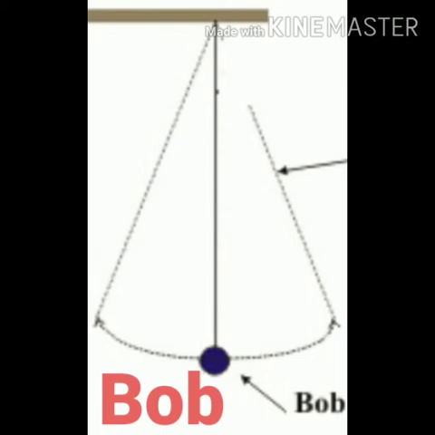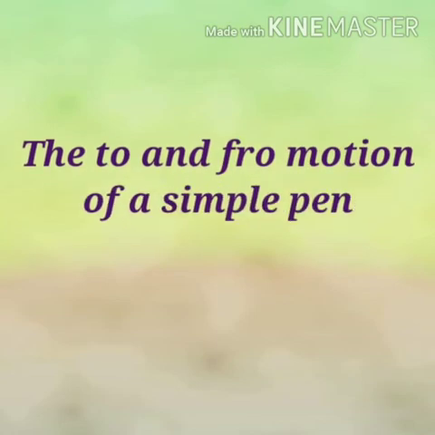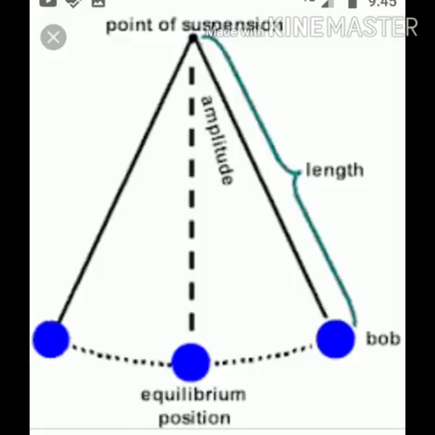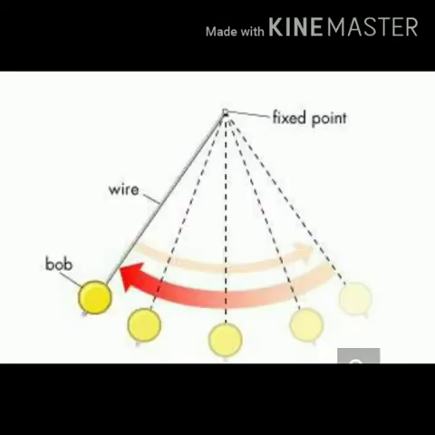When the bob of the pendulum is released, after taking it slightly to one side, it begins to move to and fro. The to and fro motion of a simple pendulum is an example of a periodic or an oscillatory motion. The pendulum is said to have completed one oscillation when its bob moves from one extreme position to the other extreme position and comes back. The time taken by the pendulum to complete one oscillation is called its time period.